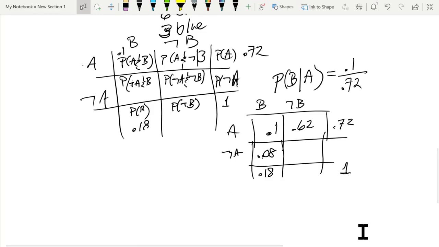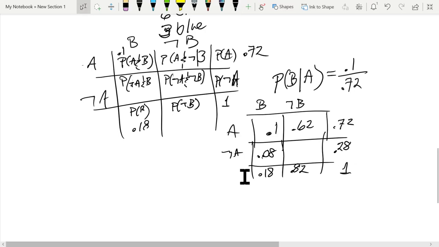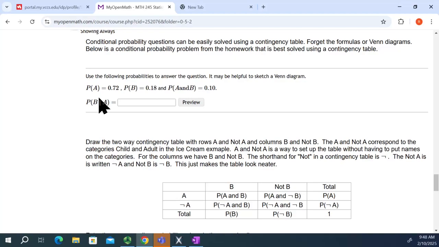So what's the probability of not B? This is the probability of B. The probability of not B is that plus that has to equal 1. So this is 0.82. 0.72 plus this has to add to 1. I think that's 0.28. And the probability of not B and not A, I can get going 2 directions. Hopefully it adds up. That's probability. That's as exciting as it gets.